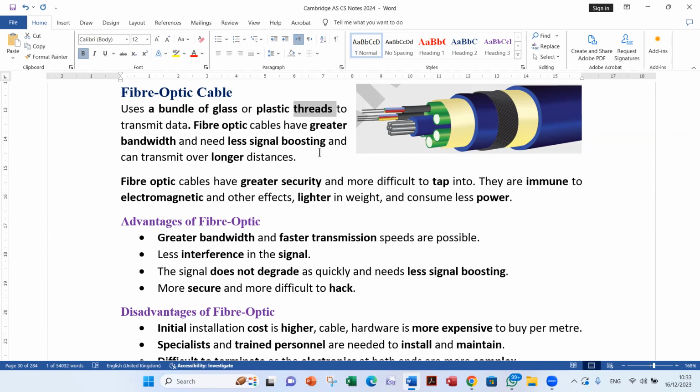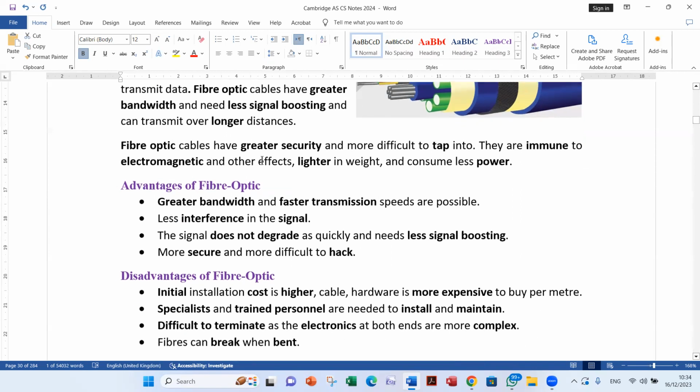Okay, to transmit data, fiber optic cable have greater bandwidth. They are very fast. They transmit data at the speed of light. And less signal boosting. You need repeaters less often and can transmit over long distance. They use fiber to connect countries. For example, there is a submarine cable connecting Egypt to France. There is another submarine cable connecting Egypt to China. And these two cables, they carry all of the internet traffic for Egypt. Okay?